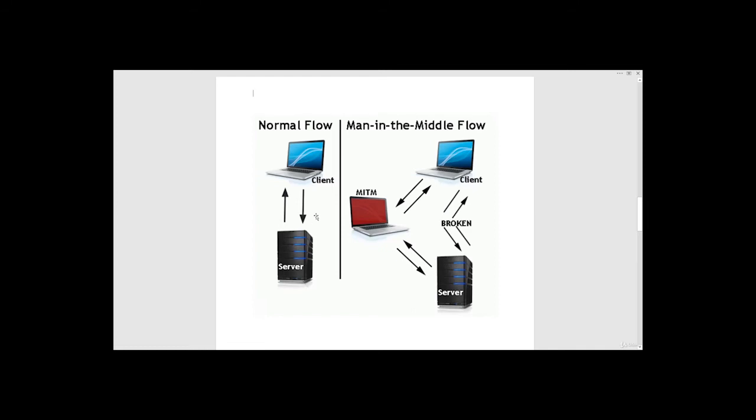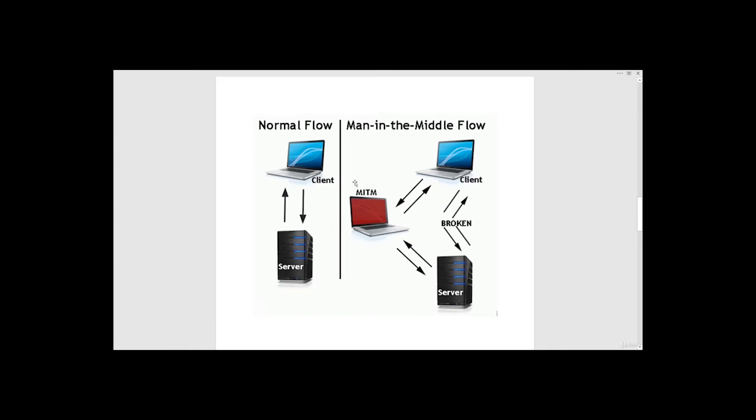So this is the normal flow. The client will request some page and the server will render that. This is your normal flow, and then there is a man in the middle, which is basically a hacker. What happens is, instead of sending requests directly to the server, it will be sent through this hacker machine.